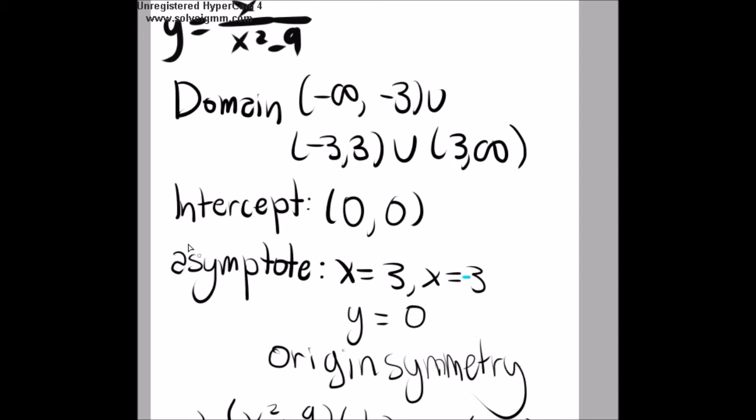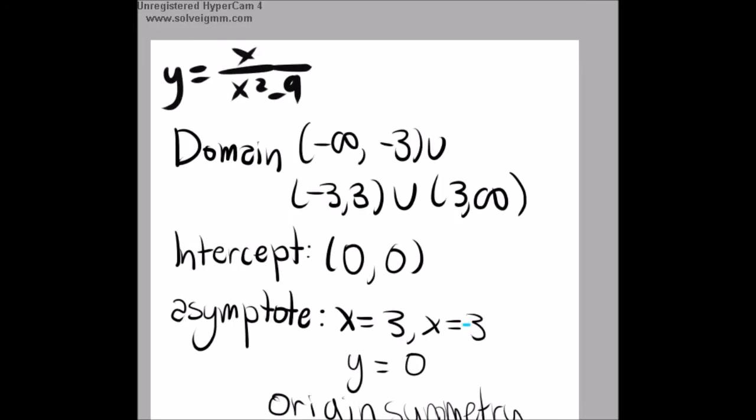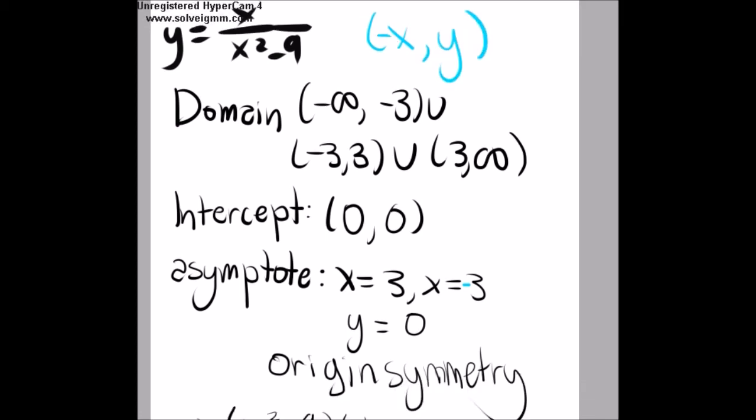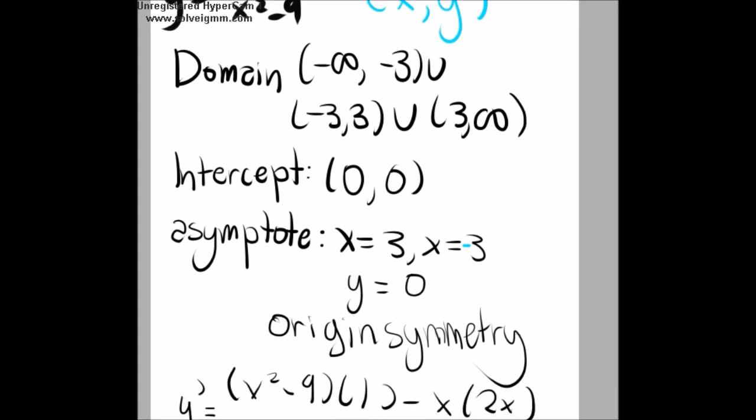and y equals 0. And if we end up plugging negative x, negative y into this, we end up getting that this function has origin symmetry, which will help us when drawing the graph out or making logical sense of a graph, so just keep that in mind.